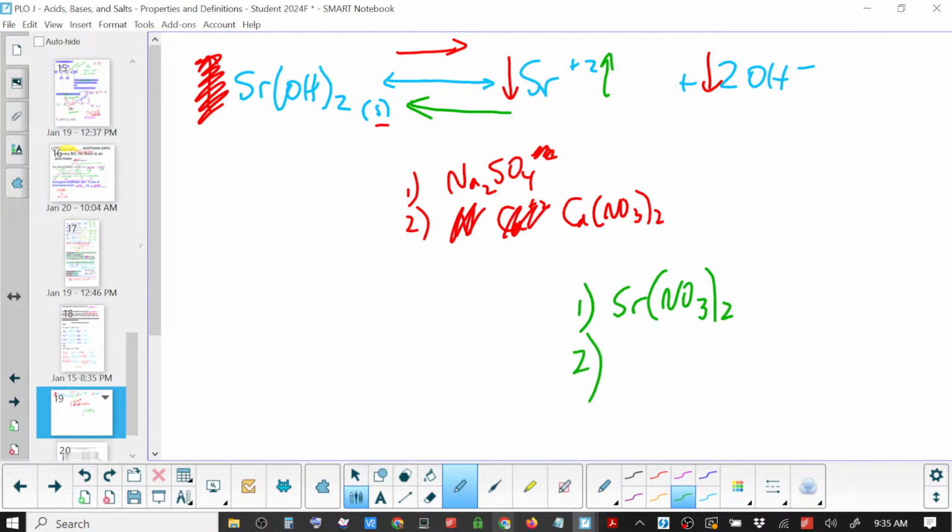What else could we add? You can add something with hydroxide. What kind of hydroxide? You can add NaOH. Perfect. Just so you know, the magic word for this is the common ion effect.